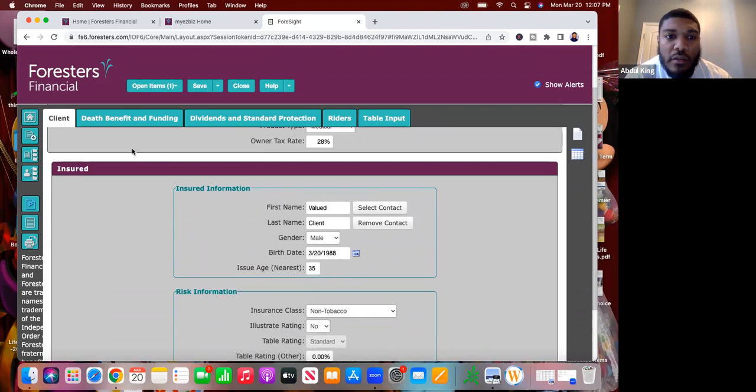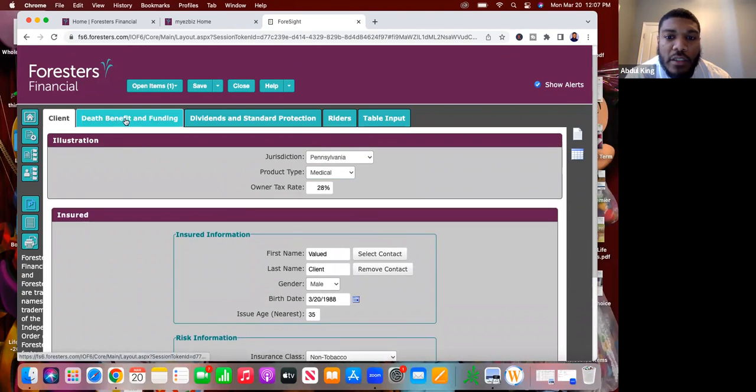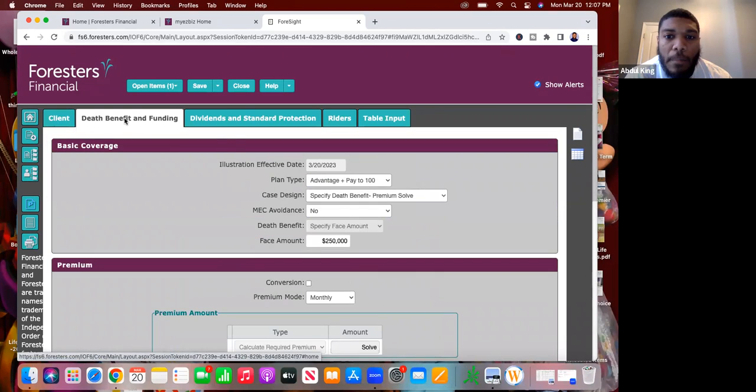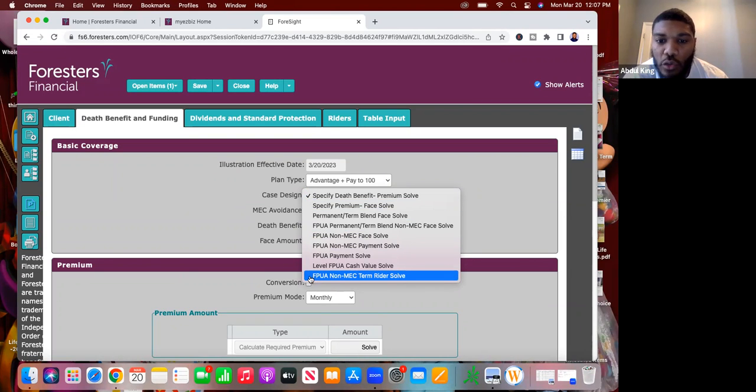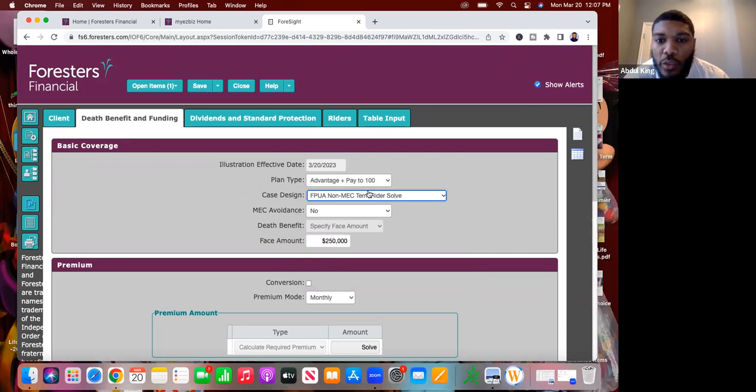But I'm going to just keep all this the same. Of course, you put in people's personal information there, but this is how you solve it. So you want to go to case design. Majority of the time, now this can change sometimes, but majority of the time you're going to go for this last one right here, FPUA, non-MEC, turn right or solve. So what does this do?